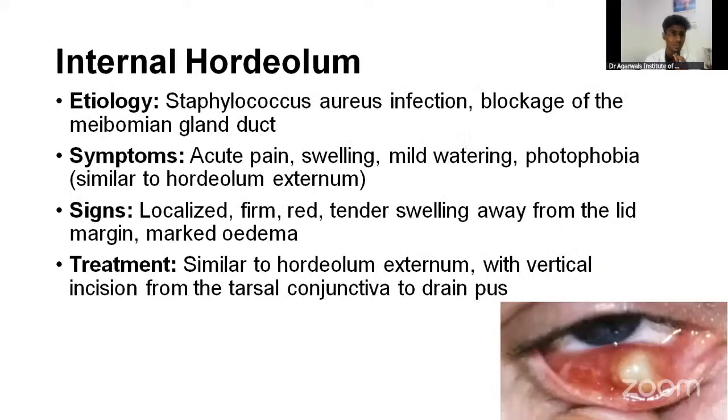Internal hordeolum. Etiology: Staphylococcus aureus infection, blockage of the meibomian gland duct. Symptoms: acute pain, swelling, mild watering, photophobia, similar to hordeolum externum. Signs: localized, firm, red, tender swelling away from the lid margin, marked edema. Treatment: similar to hordeolum externum, with a vertical incision through the tarsal conjunctiva to drain pus.